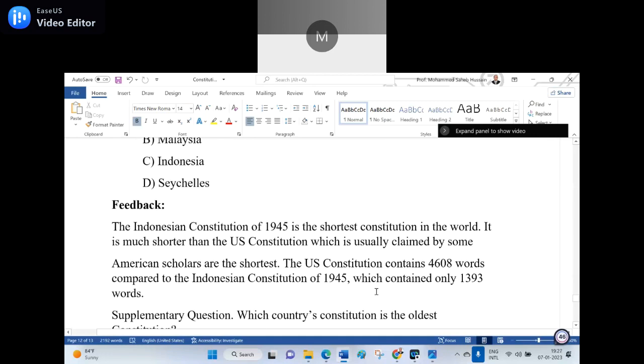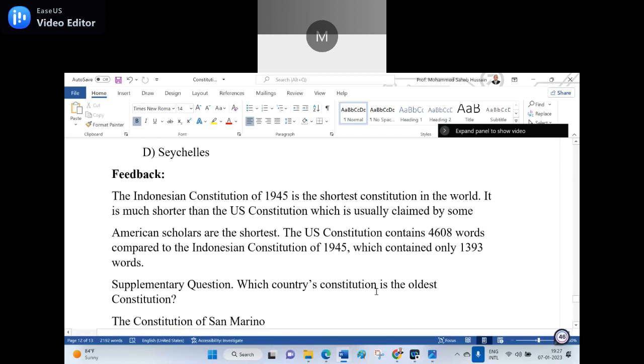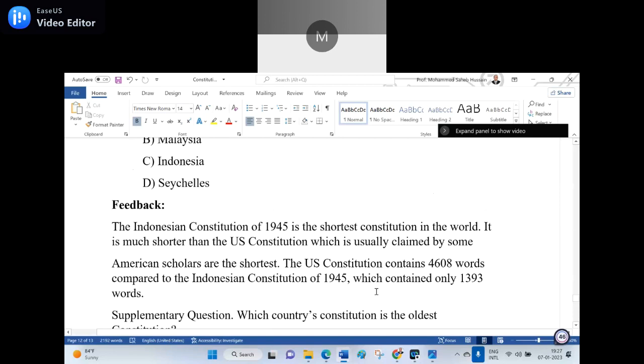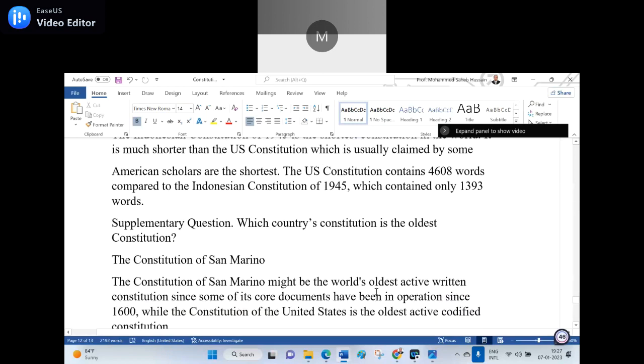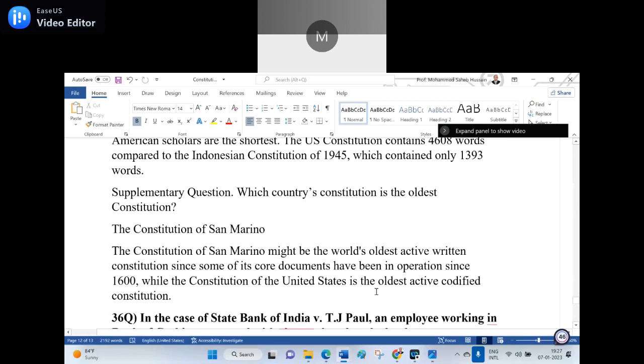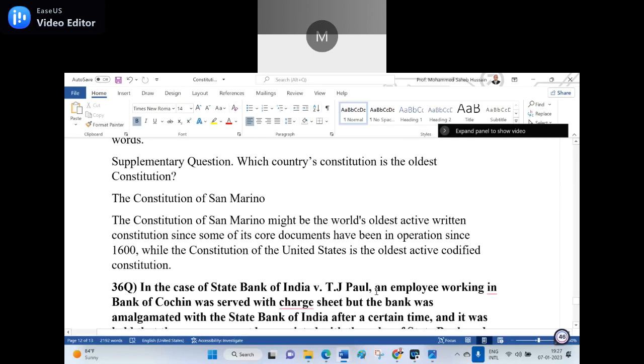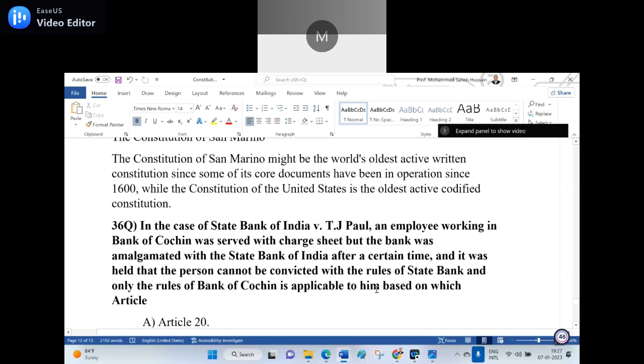Supplementary question. Which country's constitution is the oldest? America is there, but the oldest one is the Constitution of San Marino. The Constitution of San Marino might be the world's oldest active written constitution, since some of its core documents have been in operation since 1600, while the Constitution of the United States is the oldest active codified constitution. When you say San Marino, but as far as implementation is concerned, we can say the US Constitution.